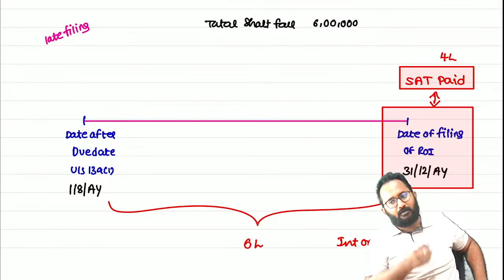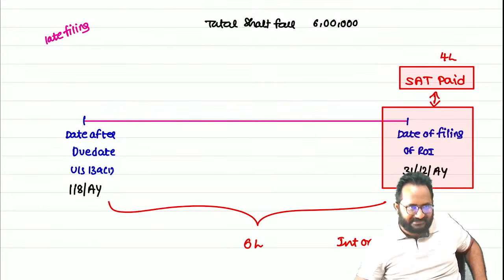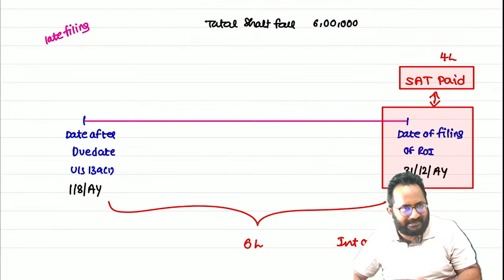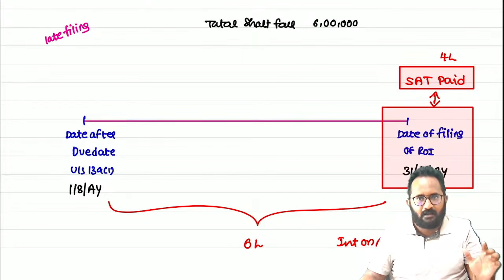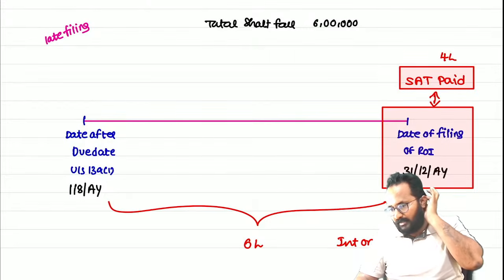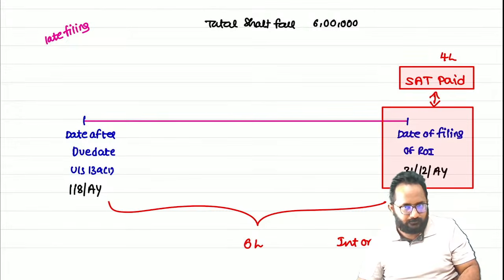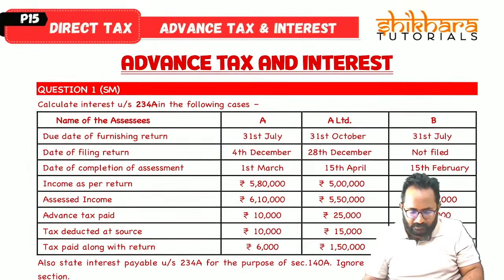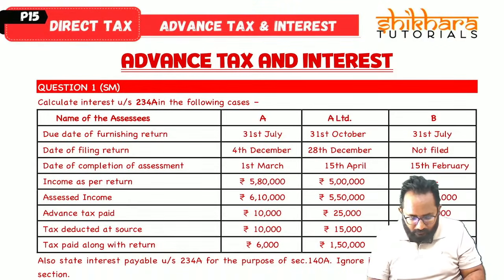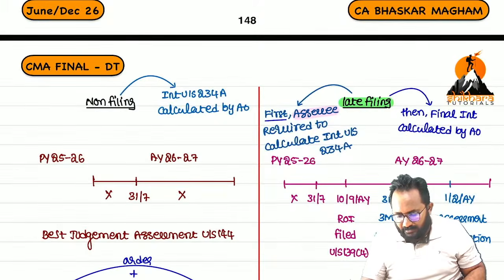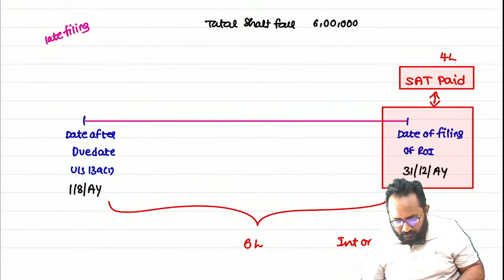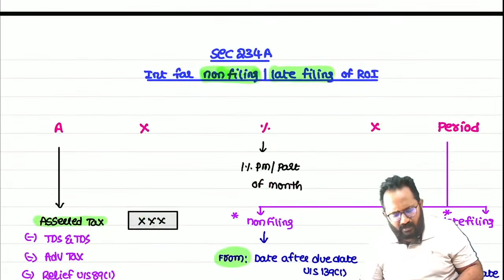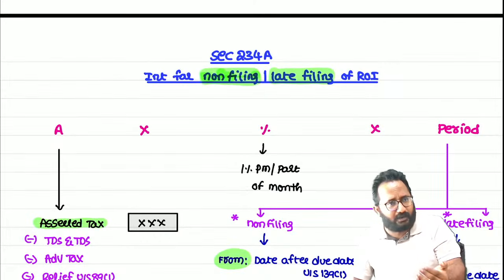Understood 234A. I have not ignored even one small point in this discussion. Now we'll take question number 1. If you do this question number 1, you can understand everything. Question number 1 from the workbook we can discuss. After that we can take a break. So the majority of the concepts will be over. Anyone can understand 234A, and the remaining provisions you can understand easily.